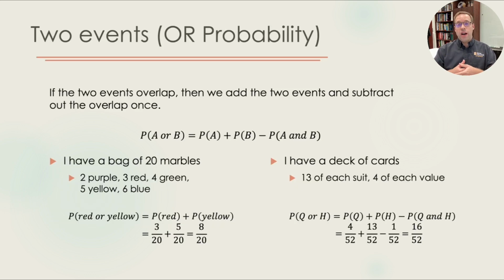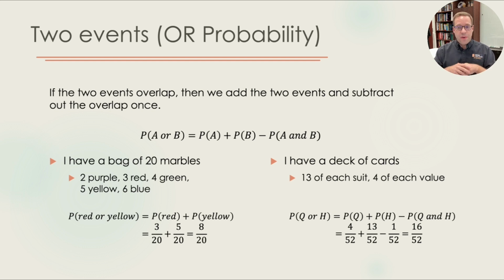Now, we talked in our last video about two different examples. In the first example, we had a bag of 20 marbles, and we looked for the probability of drawing either a red marble or a yellow marble. And the way we solved it is we said, well, what's the probability of drawing a red plus what's the probability of drawing a yellow? We added them together and we got 8 out of 20.